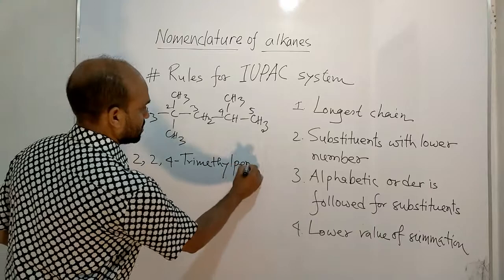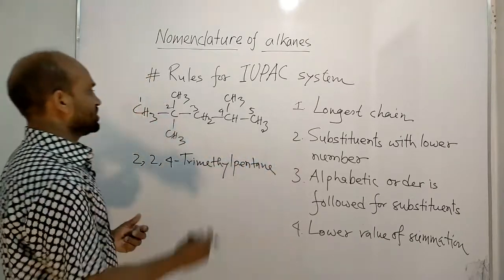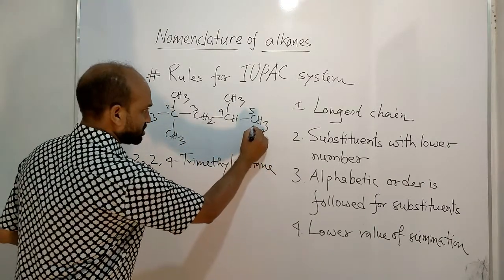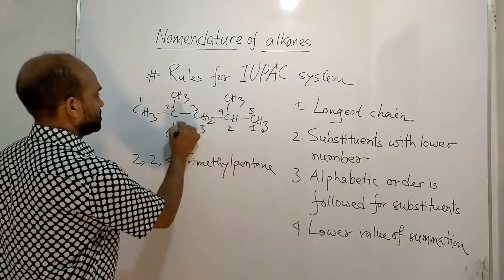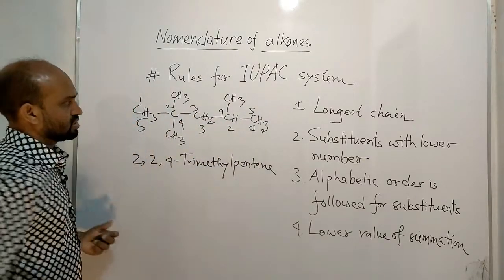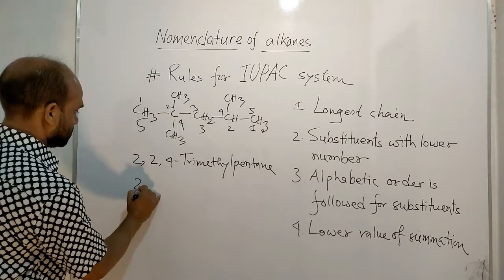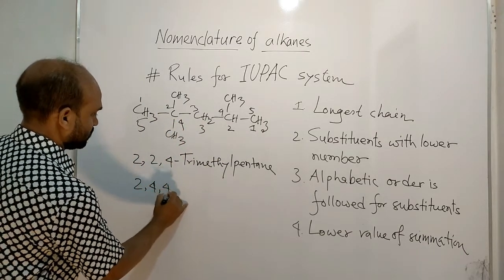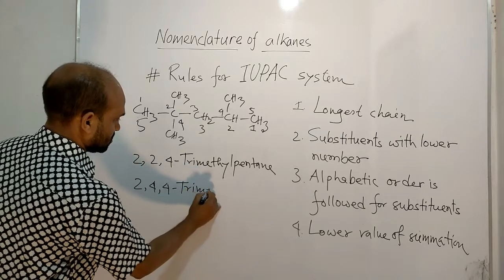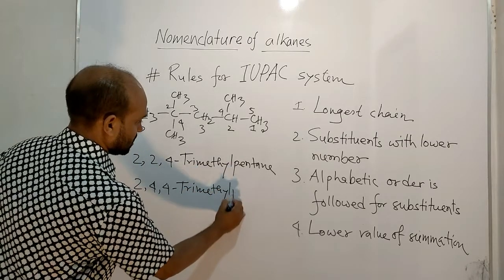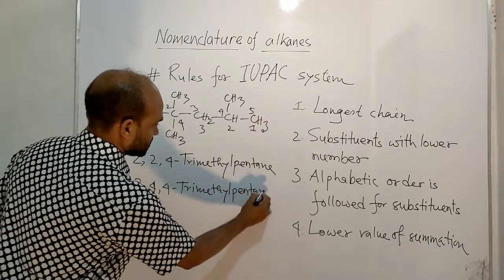pentane. If it is numbered from the right, 1, 2, 3, 4, 5, that is 2,4,4-trimethylpentane. Just a single word.